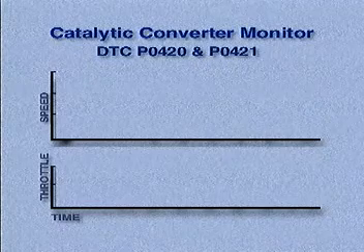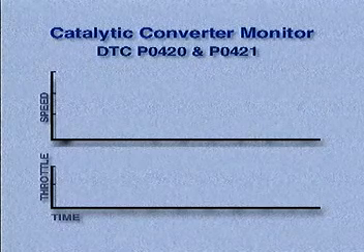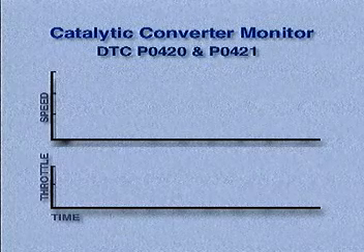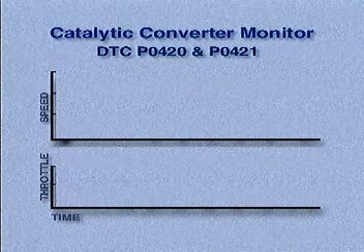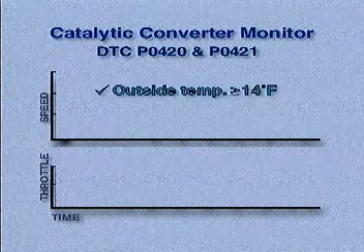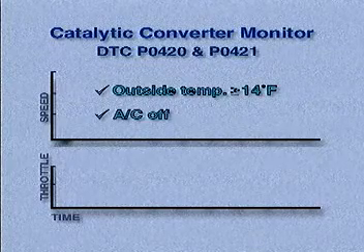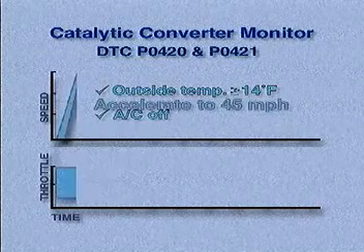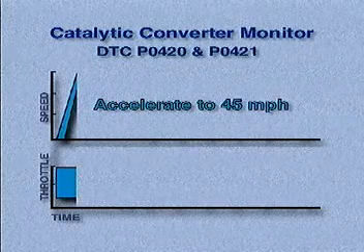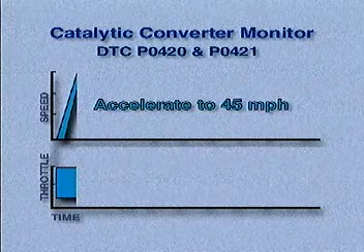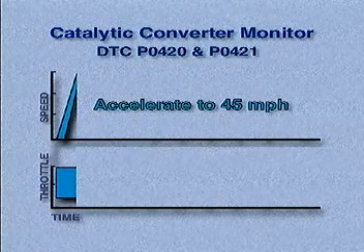The drive cycle for the catalytic converter monitor can be completed in 20 minutes or less. You'll run this test if the ECM has set DTCs P420 and P421. With an outside temperature of 14 degrees Fahrenheit or higher and the air conditioning off, perform the test as follows. Accelerate gradually to 45 miles per hour or more. Use D range for cars equipped with an automatic transaxle or shift through to 4th gear with a manual transaxle.